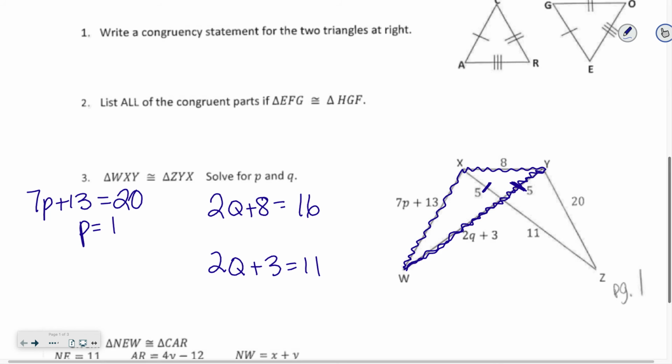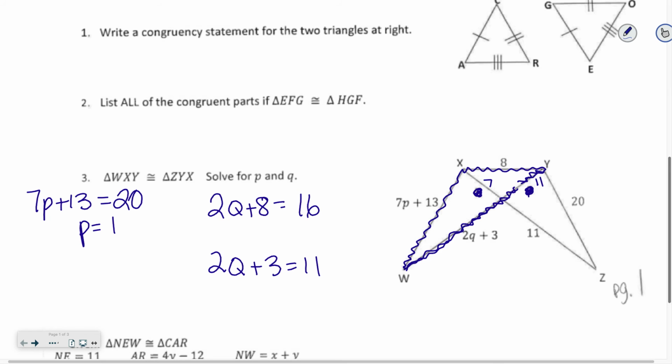Now, if you don't listen to anything else I say today, please listen to what I'm about to say because there's a problem on the test, not the quiz. There is a problem on the test like this. If I had a problem and these weren't equal, so let's pretend this was 7 and this was 11 right there. I know it's not drawn to scale, doesn't matter right now. But let's say those two pieces were different. Could I still say 2Q plus 3 equals 11? No. I would have to do the total and the total.